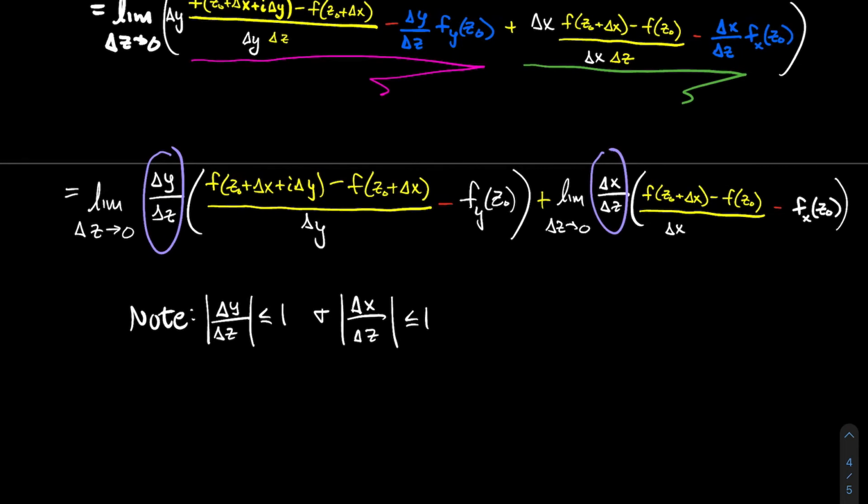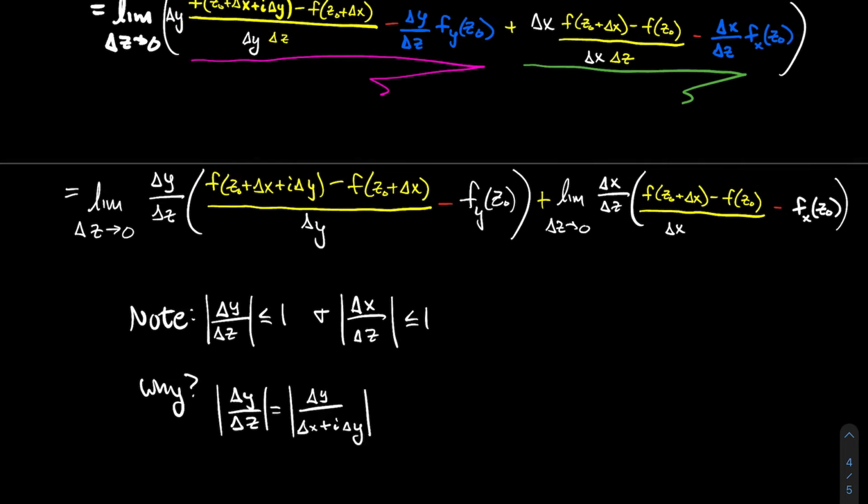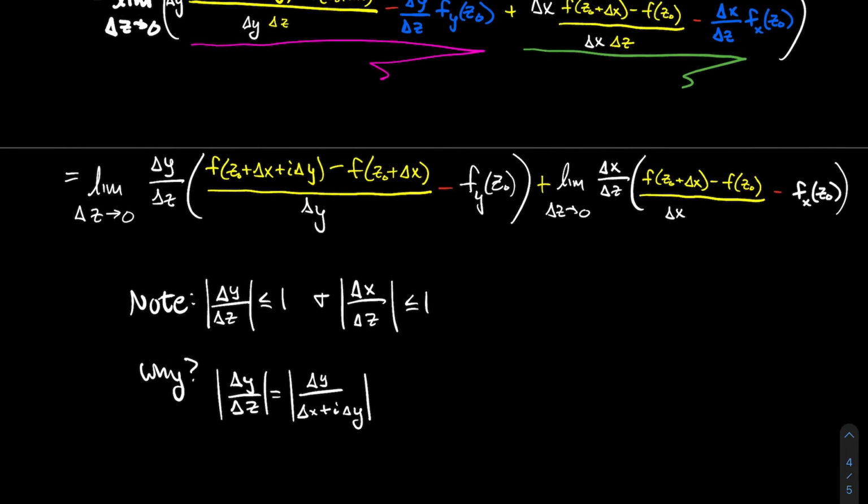Eventually I want to get to a spot where I can take the limit of each of these expressions, and maybe I'm worried about the limit of this delta y over delta z and the limit of delta x over delta z. But I don't have to worry about them because the modulus of these complex numbers never gets any bigger than 1. And how do I know that? So let me just demonstrate it with delta y over delta z's modulus. And so if you substitute the definition of that, remember delta z is delta x plus i delta y.